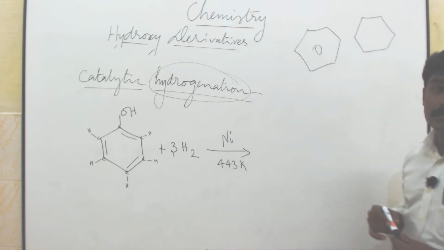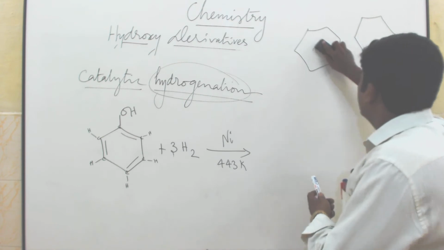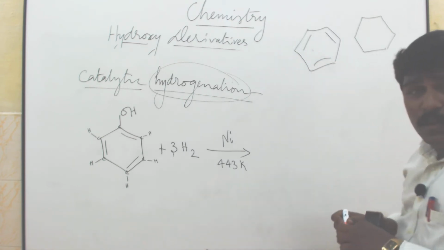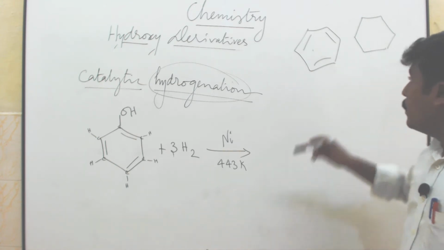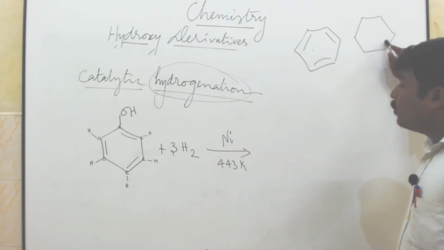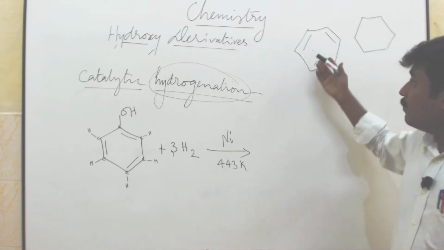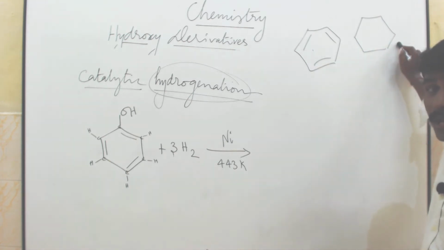What is this? What is the difference between these two? Are both equal? Not equal. This is benzene, and this is nothing but cyclohexane. There is no double bond. This molecular formula is C6H6, and this molecular formula is C6H12.